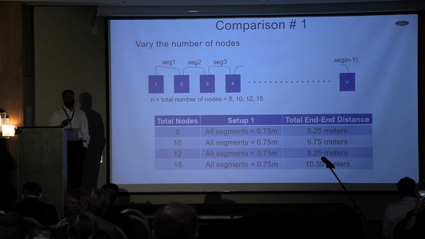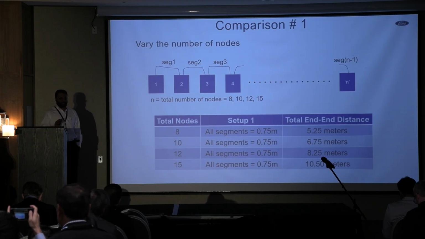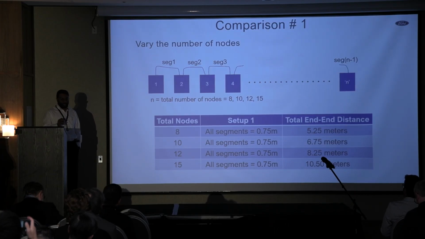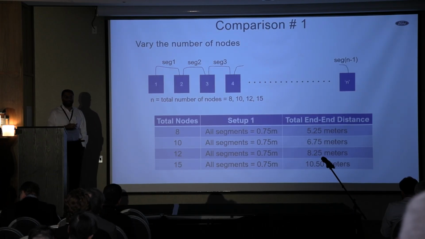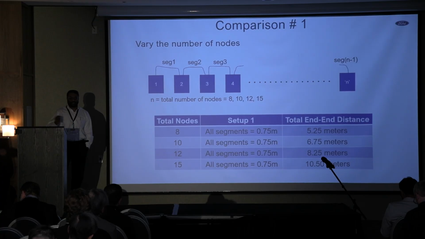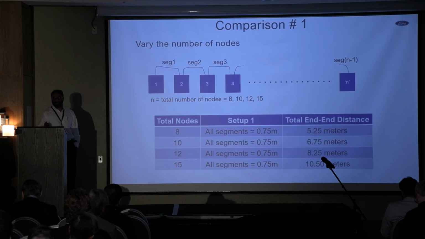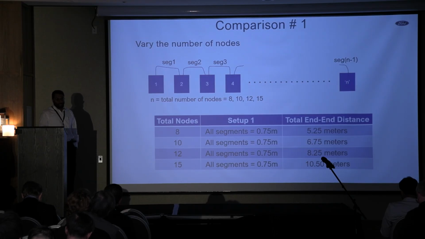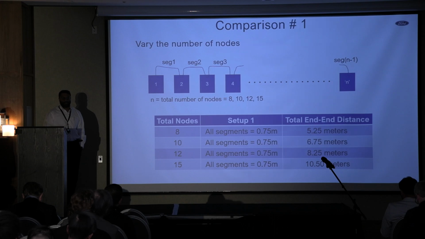So the first comparison that we are going to show is just a baseline. We wanted to get a baseline of what the setup was. So we just kept increasing the number of nodes. We had 8, 10, 12, and 15 nodes, all equally placed 0.75 meters apart. As you can see, the end-to-end distance just kept increasing. So this is the first comparison setup that we have.